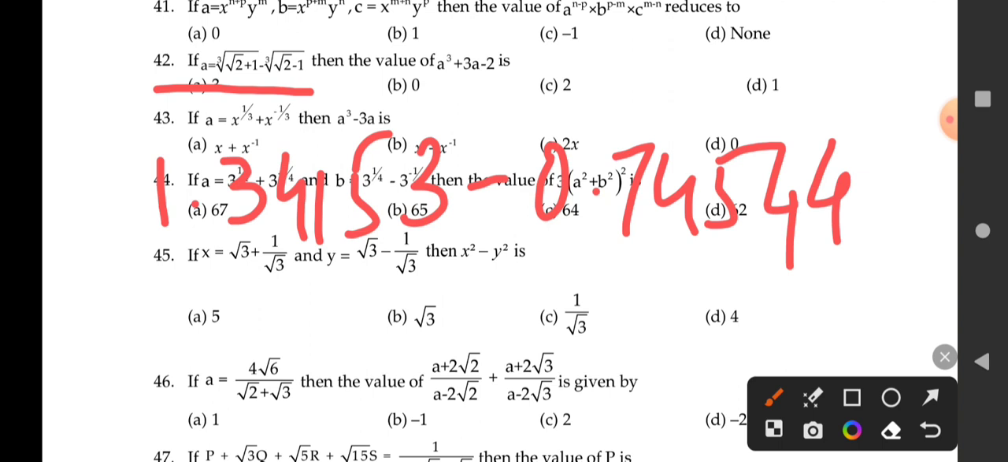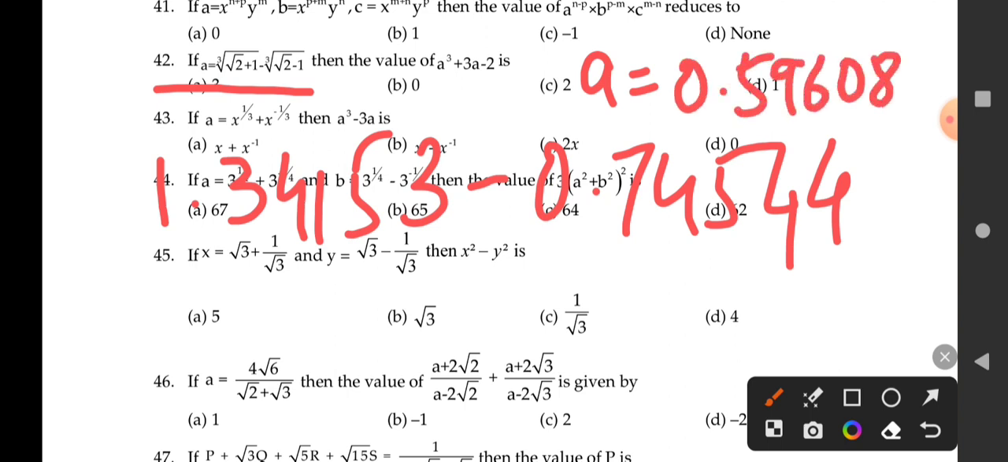So what do you get? A is equals to 0.59608. Okay, now again you have to just take a cube of this. Into equals to 2 times 1 2, memory plus.